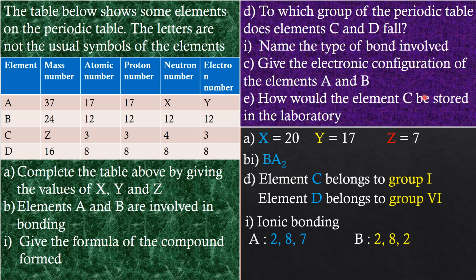Then the next part asks how would the element C be stored in the laboratory. Keep in mind that element C is a metal, a group 1 metal in this case, and group 1 elements are very, very reactive. Each time you expose them to air or to water, they react very vigorously. So we need to store them under paraffin to prevent them from reacting uncontrollably. Great.